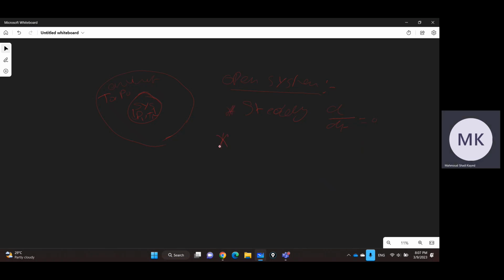Also, another main difference between the closed system and the open system is the exergy transfer by mass. The exergy transfer by mass will be the mass multiplied by the exergy, which contains the enthalpy and the velocity or the elevation.